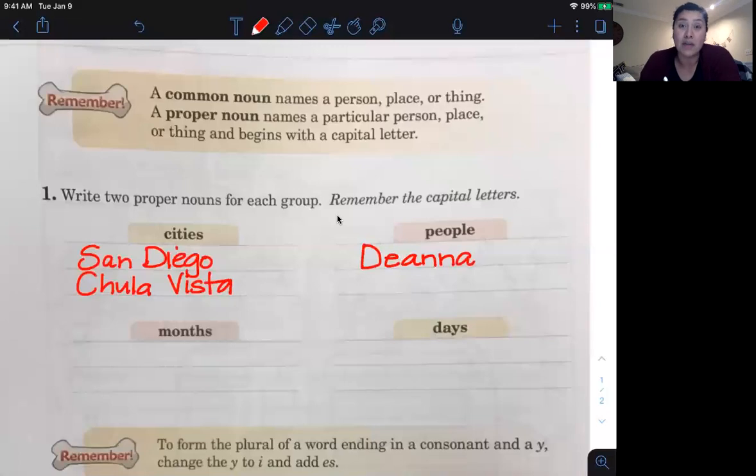What about Miss Bartolome? She was your teacher last year, right? Capital M, R, S, period. Don't forget the period and the abbreviation Mrs., and then capital B. There you go, Miss Bartolome.